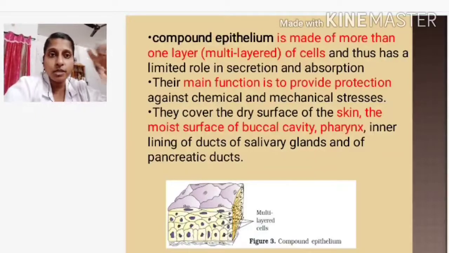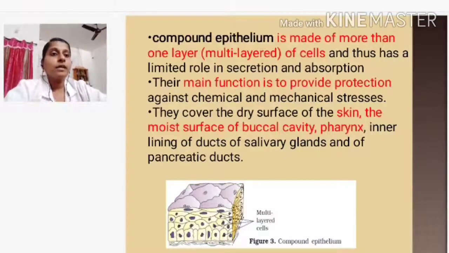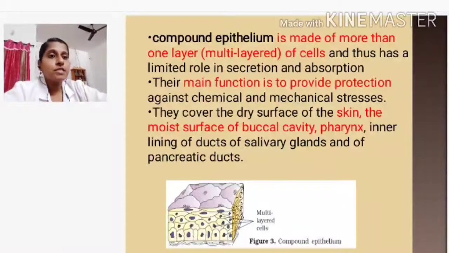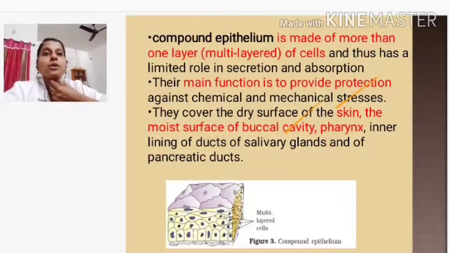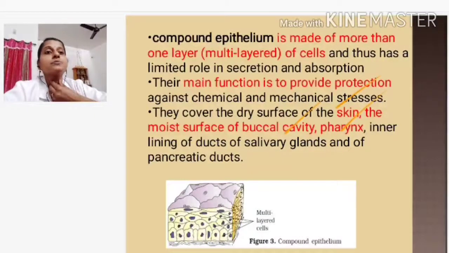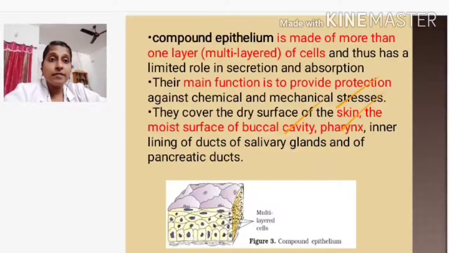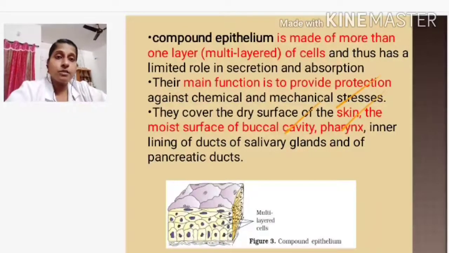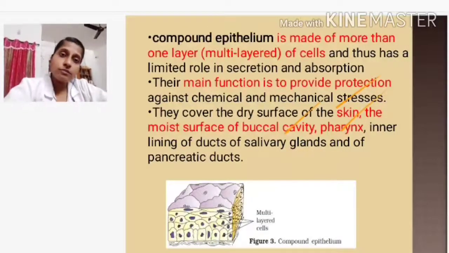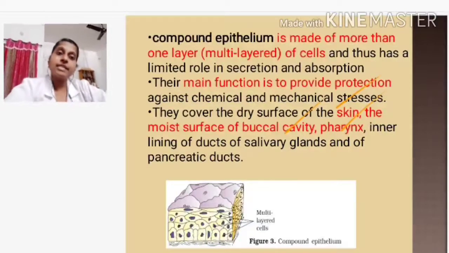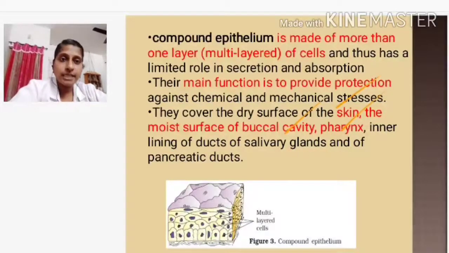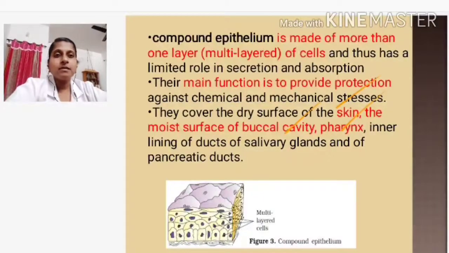This stratified compound epithelium. So they cover the dry surface of our skin, buccal cavity. Okay, here you can find pharynx, this part, inner lining of the duct of salivary gland, pancreatic duct there, and all they are present. Okay, and what is the function of these? When many layers are present, they are helping in protecting those regions from direct exposure, like that we can say.